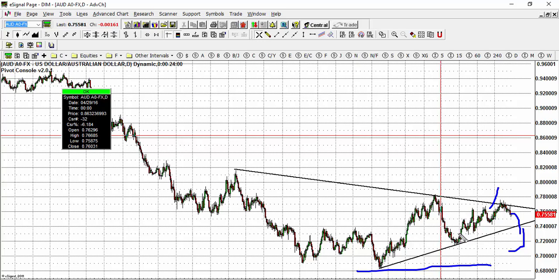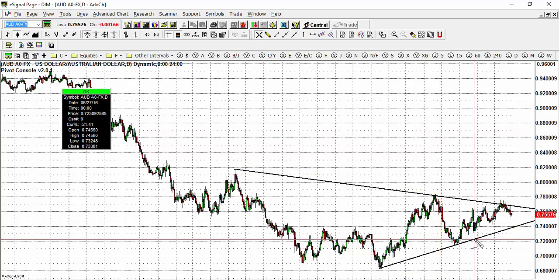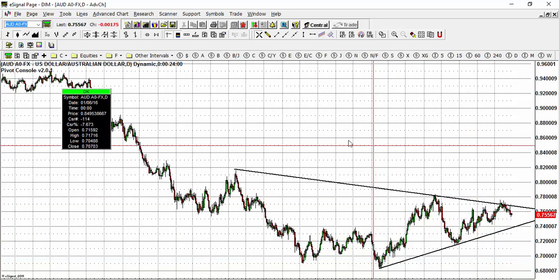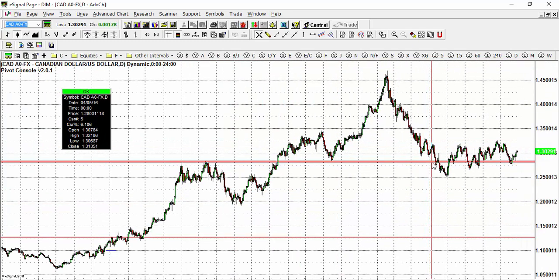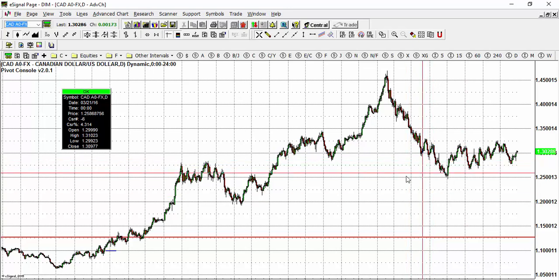But just remember, these support and resistance points by these trend lines are very important. As you can see, the market tested this upper trend line, went down, tested it again here, and is going down. So we could look for some support at this lower end of the trend line. Looking also at the Canadian dollar. Canadian dollar still in fairly tight ranges. Just clean up this chart.